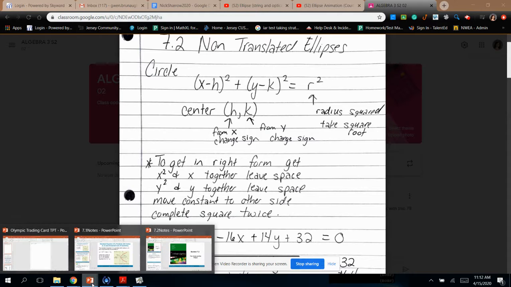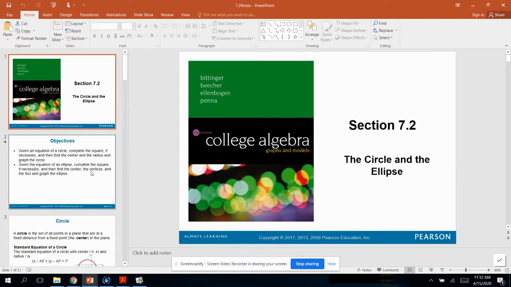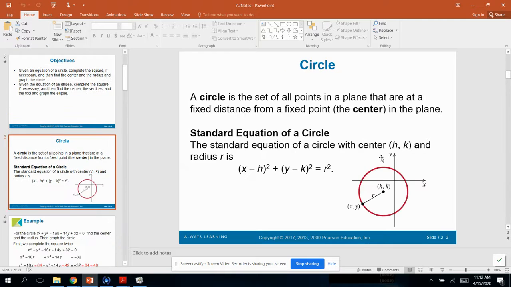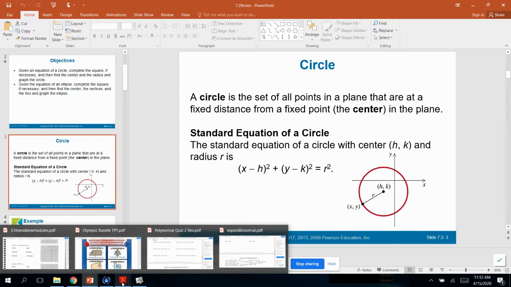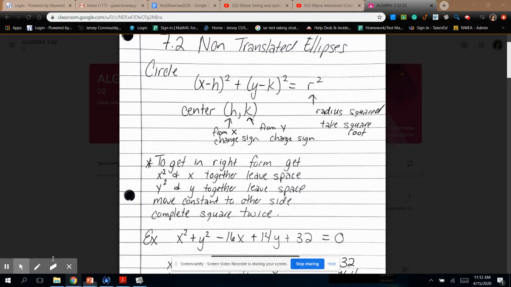Let me hop over here to the PowerPoint. A circle is a set of all points a fixed distance from the center. That radius is around all those points all the way around. And here is the first example that I have in your paper notes, if I can find where I put them.